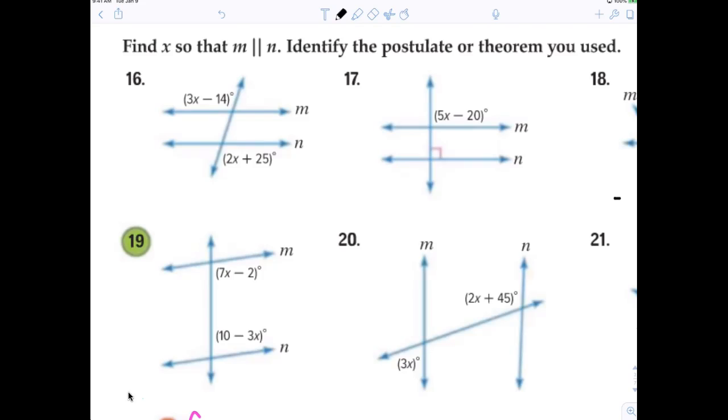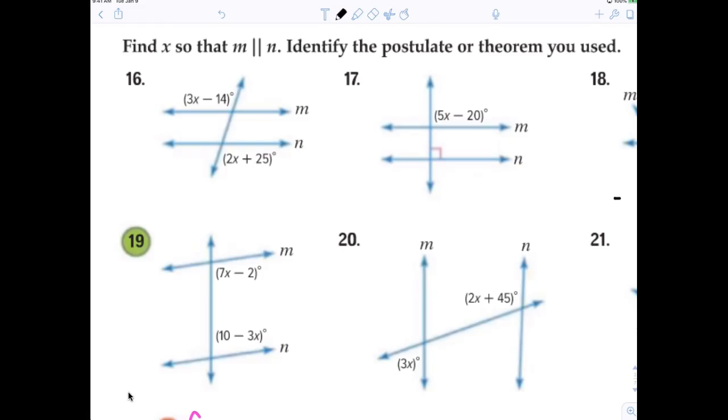Is it alternate exterior? Yes, the alternate exterior angles theorem. All of those are theorems except which one? Corresponding. Except for corresponding. Thank you. Corresponding angle postulate. And the rest of the theorems use what? Corresponding angles to prove them. That's why I said it's a little weird.